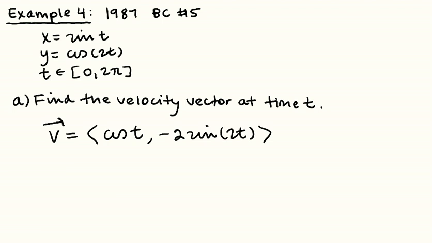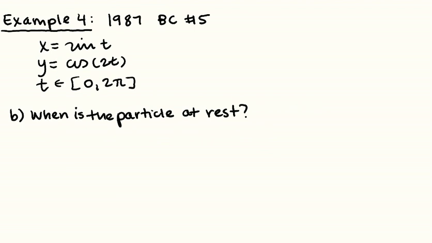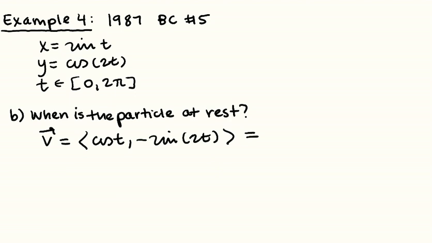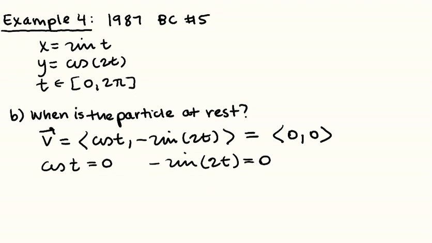Part B is asking you to find the times when the particle's at rest. So we need to know when the velocity vector is the 0 vector. So I need the velocity vector, which was cosine t and negative sine of 2t, to equal the vector 0, 0. That would be it being at rest. So I need cosine t equaling 0 at the same time that negative sine of 2t is equal to 0. And you might be thinking, I don't think that's going to happen, but if you just carry it out, I think it will.